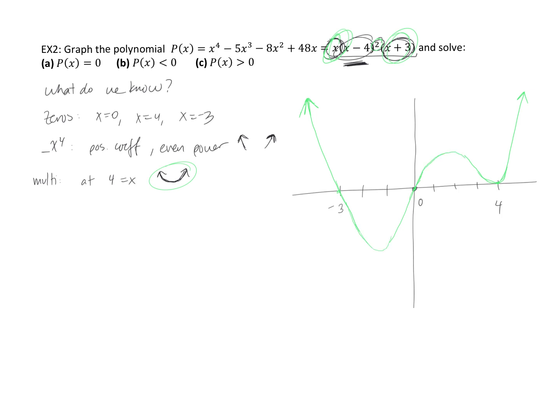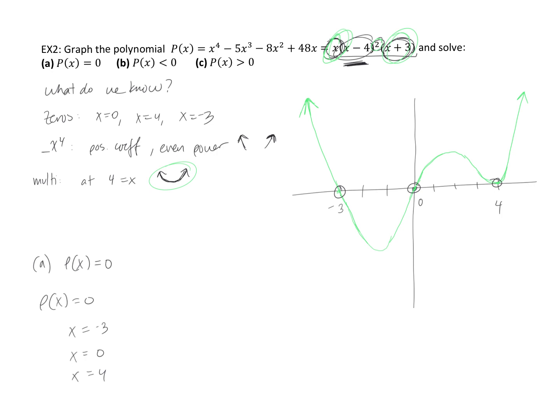So next, the question is A. When is p of x equal to 0? Well, we know that those are going to be at our zeros, right here. So p of x equals 0 at x equals negative 3, x equals 0, and x equals 4. What is the next question?